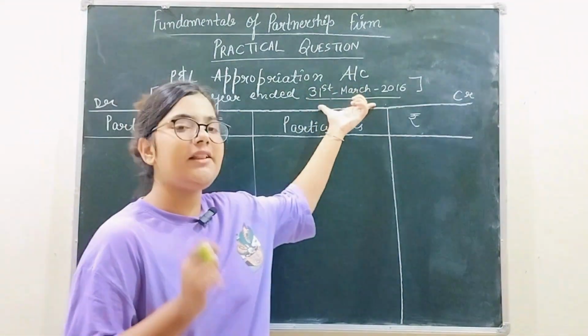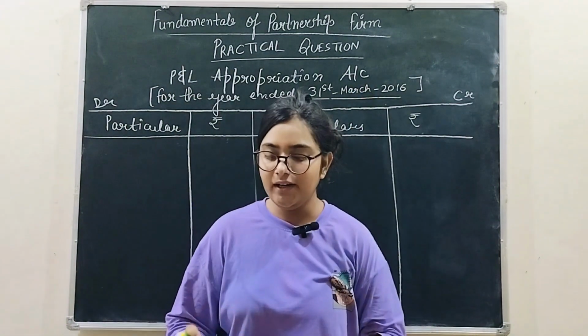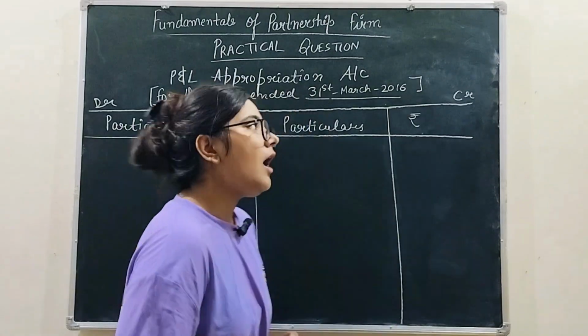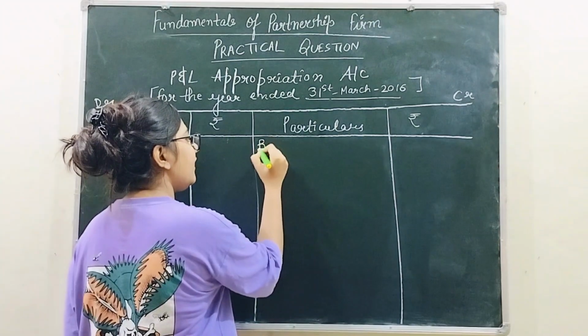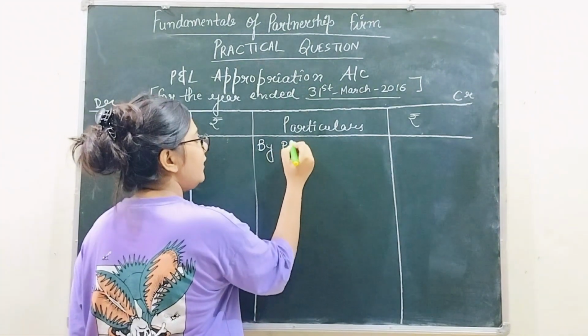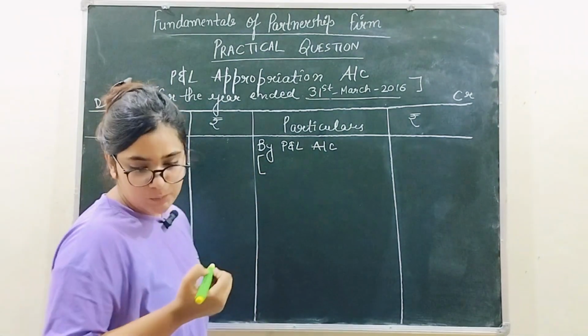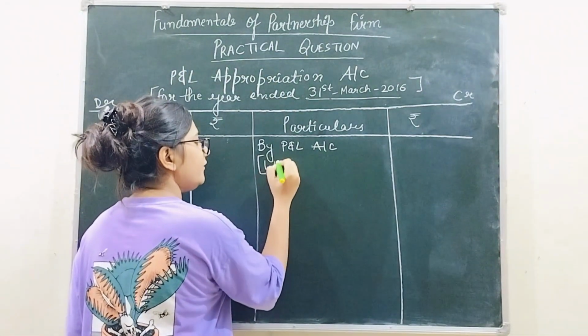The very first thing that you have to write while solving the question is the date. So the date that is given in our question, you pick it up and write it here, right? After that we will start with our credit item. First we will write by profit and loss account. Right? How much profit and loss is given in the question? 1,15,400.